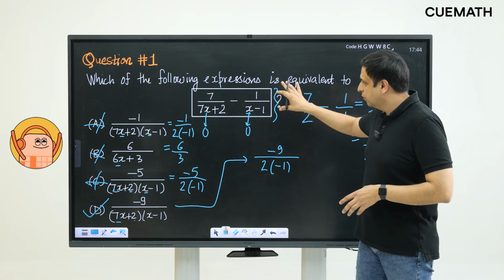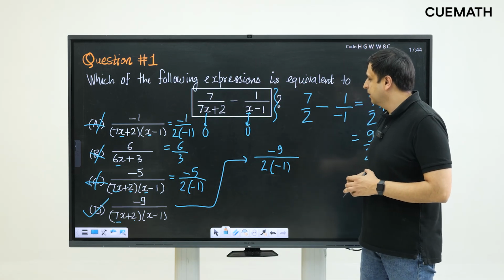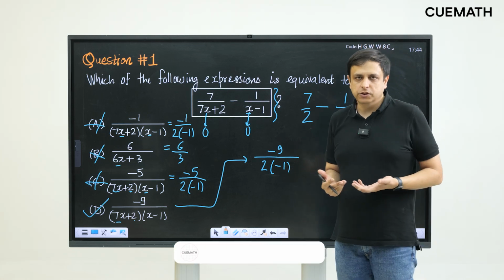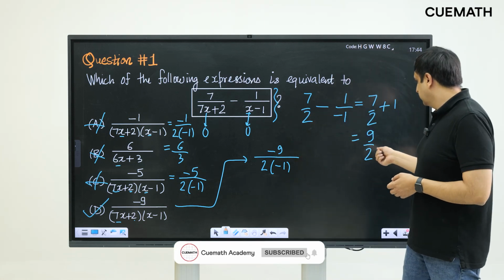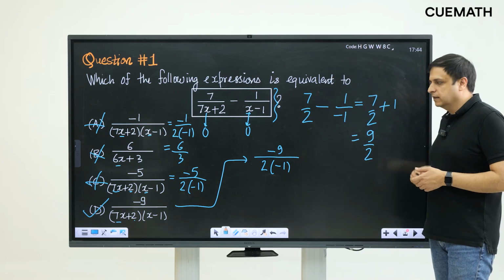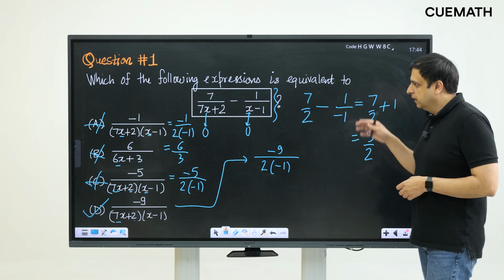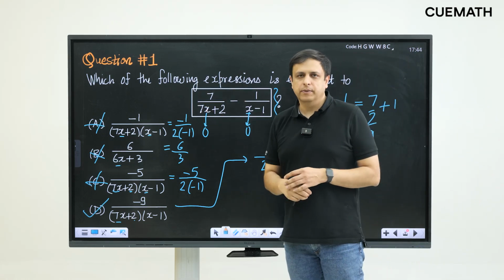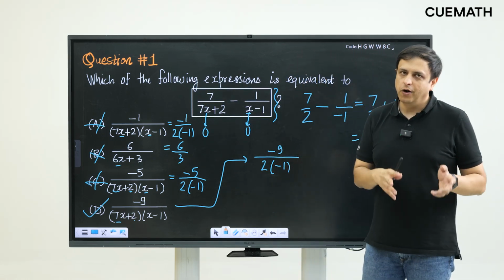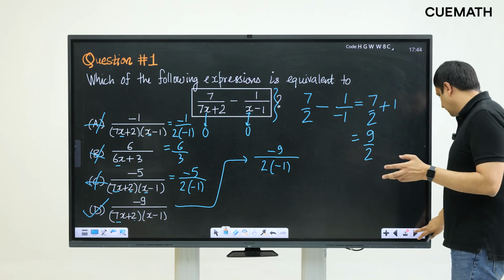So, we did not have to manipulate the original expression. We just substituted x equal to 0 and we found that the value of the original expression at x equal to 0 is 9 by 2, and then we just checked which of these 4 expressions will give us 9 by 2 for x equal to 0. So, that is the hack.